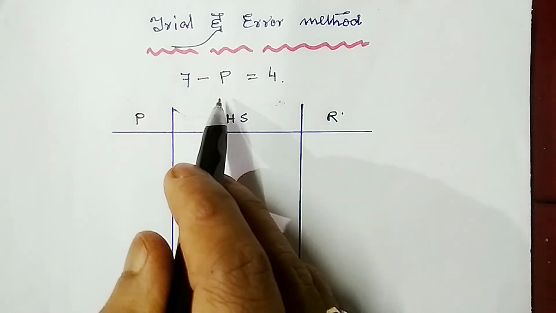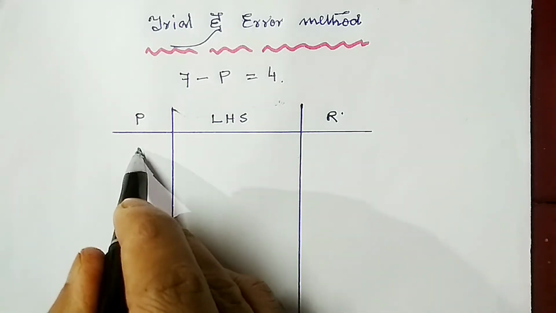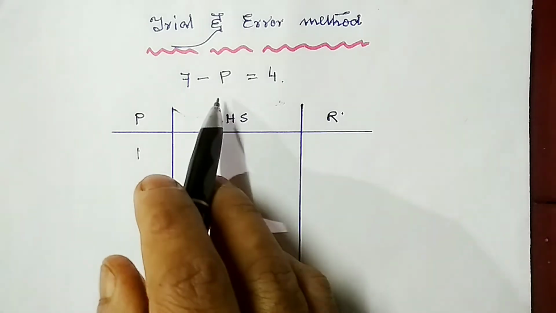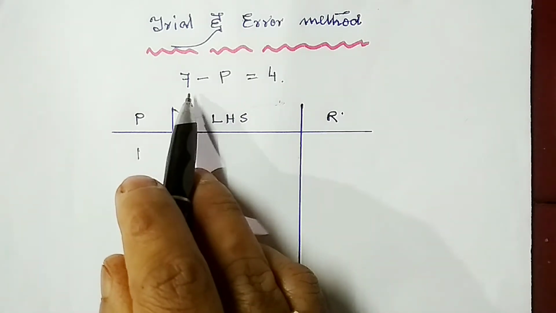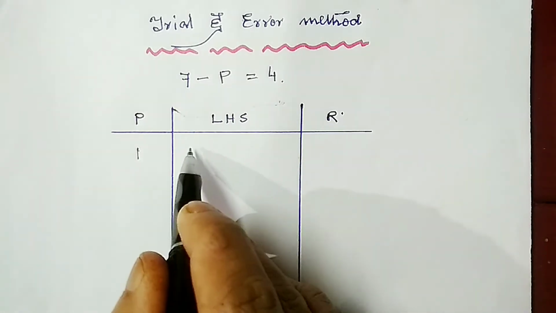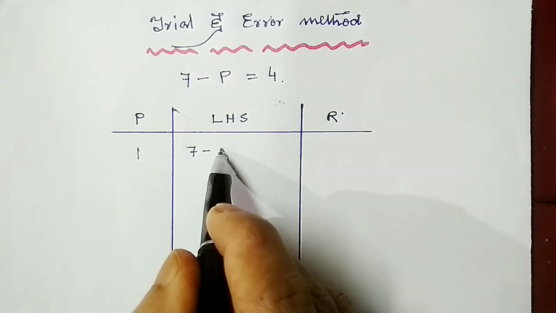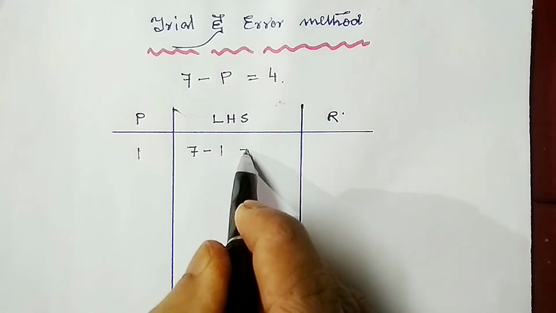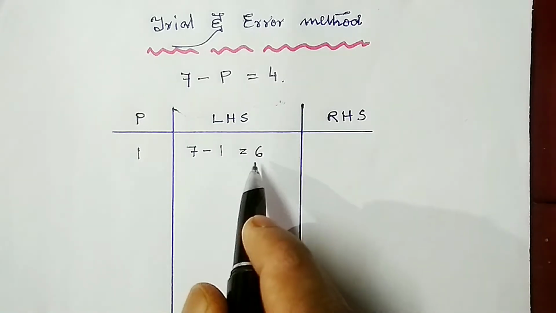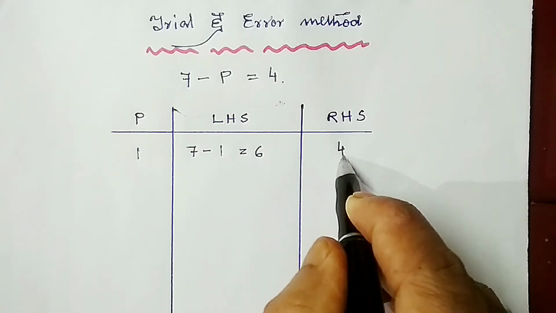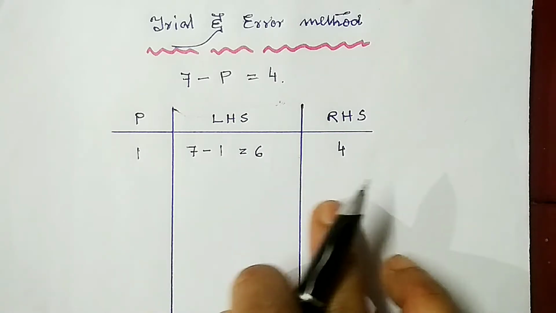I will start with 1. Suppose p is 1, put 1 in place of p. If p is 1, 7 minus 1. Instead of p, I am writing 1. 7 minus 1 equals 6. And right hand side it is 4. Are they equal? No, they are not equal.